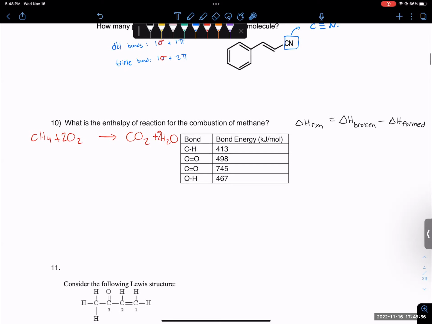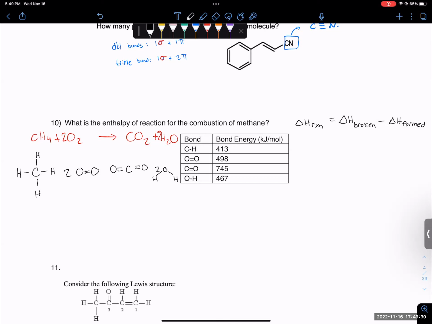All right, so in order to figure this out, we need to see how many bonds are being broken. So we draw methane, and we draw our two oxygens, so it'd be two O's with a double bond. And then carbon dioxide looks like this, and then water looks like this, and we have two of those.